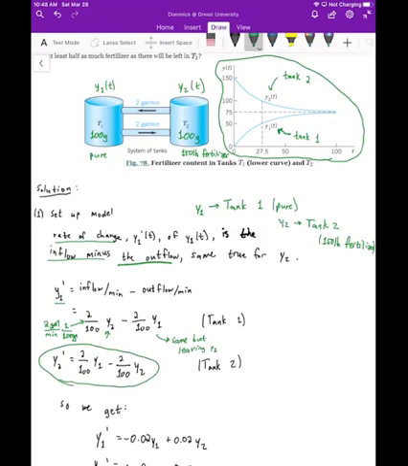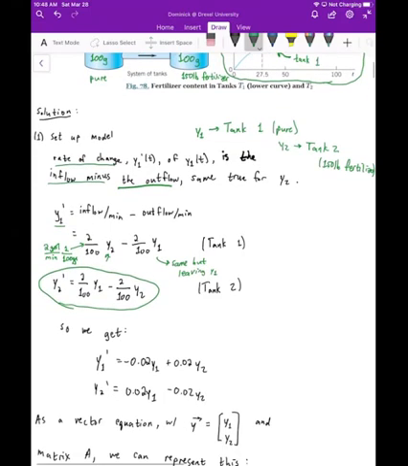So if we wanted to write this as a system of ODEs, we have that y1 prime is given by negative 0.02 y1 plus 0.02 y2. And in y2, we have y2 prime, which is equal to 0.02 y1 minus 0.02 y2.